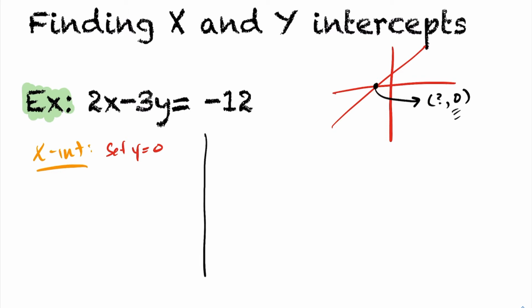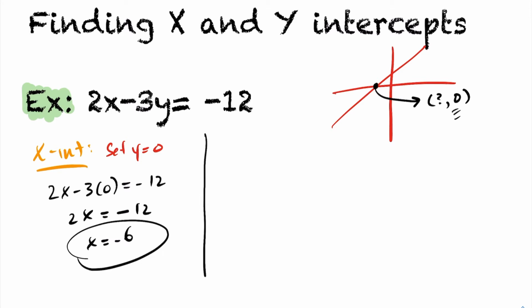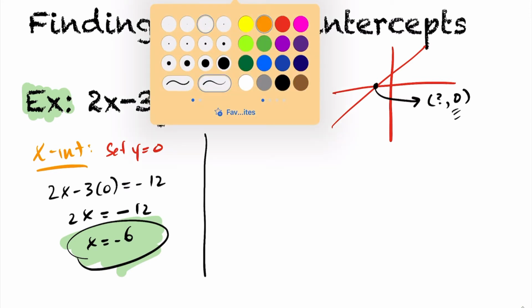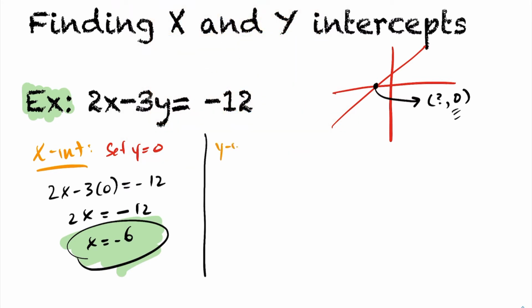So therefore, if I set y equal to 0 here, we have 2x minus 3 times 0 is negative 12. 2x is negative 12, so x is negative 6. So this linear equation, which is in standard form, has an x-intercept of negative 6.